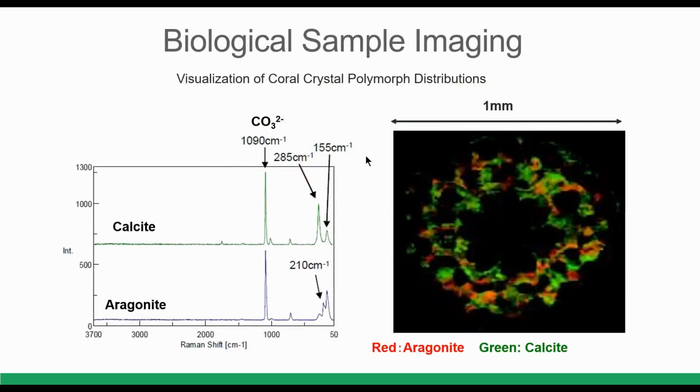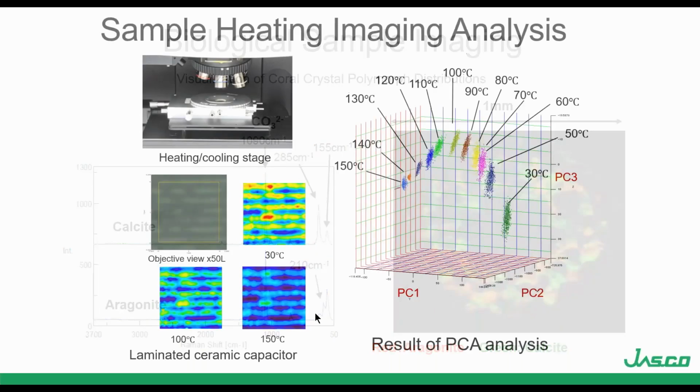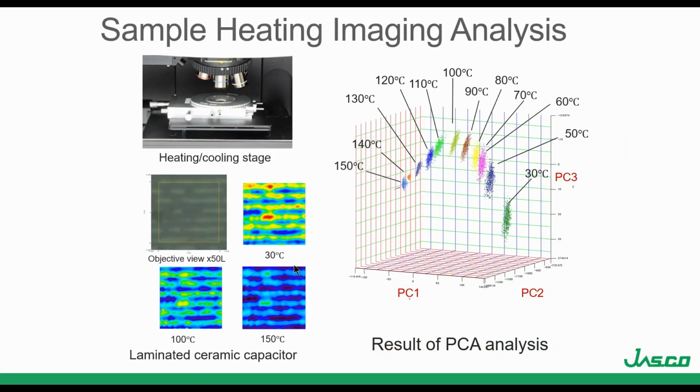For biological samples, we have here a coral crystal polymorph distribution. We have the coral crystal, and it has two representations of the coral. One is aragonite and the other is calcite. But it's really interesting that both Raman spectra look very similar. But when we go to the low wave number, even close to 50 or 200, we can see that they are different.